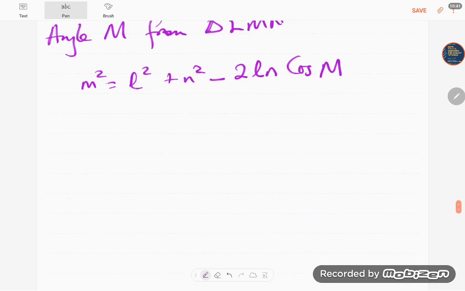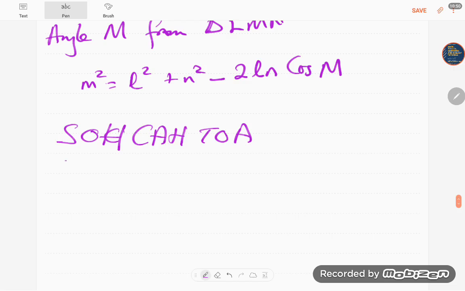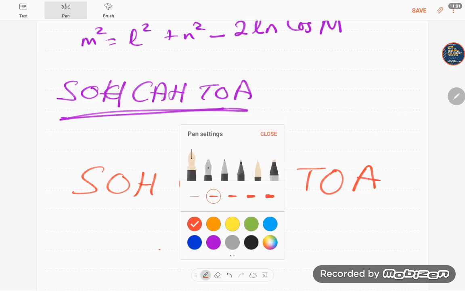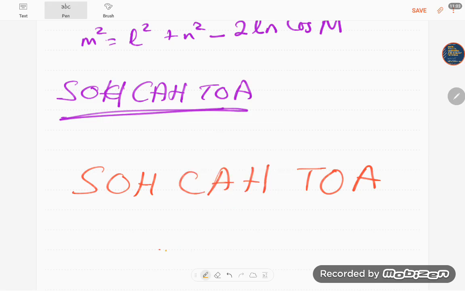Concerning SOHCAHTOA, I think you already have a fair idea of how to use it. So I'm just going to rewrite it here. There are so many methods to this again. Just do the equals, two divided by, equals, two divided by. Okay. So I think that's it.